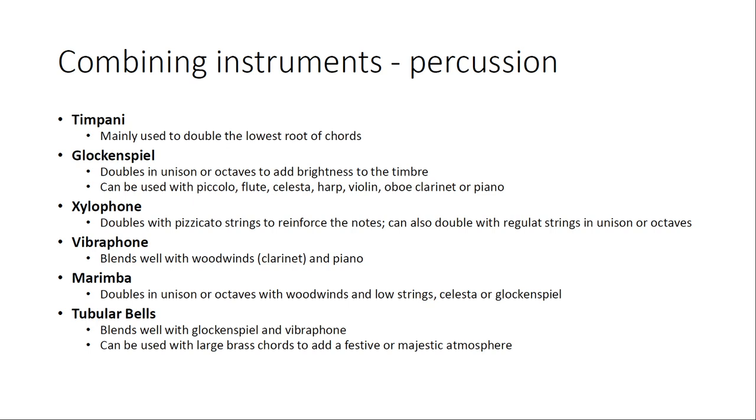The marimba can be useful for woodwinds and the low strings, but it can also work well with celesta or glockenspiel in the higher registers. The tubular bells actually blend well with the glockenspiel and vibraphone and can be used with large brass chords to add a festive or majestic atmosphere, as I have already mentioned. You can also accomplish that with the glockenspiel as well.